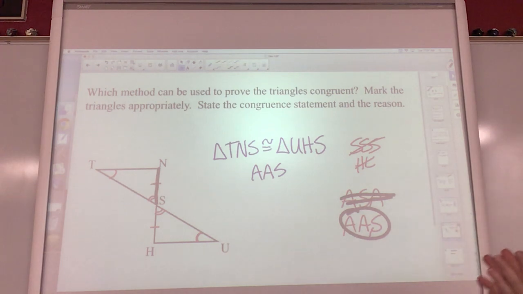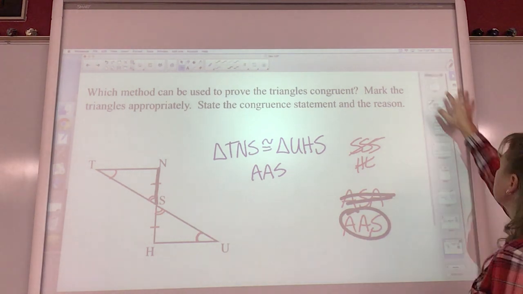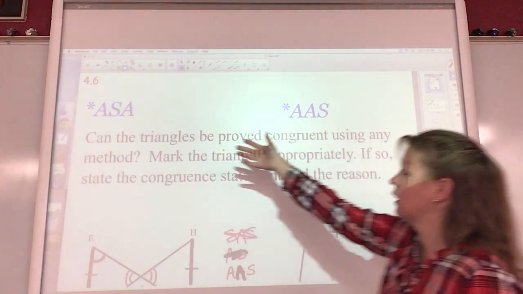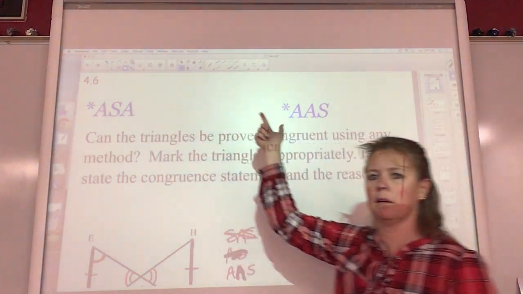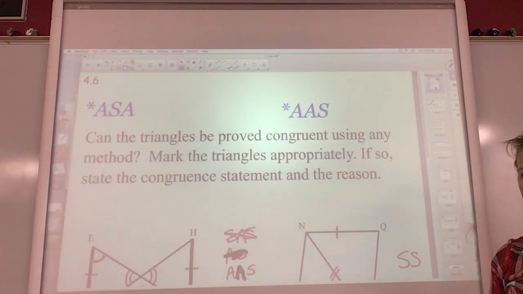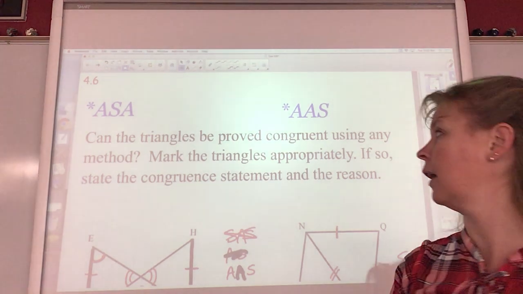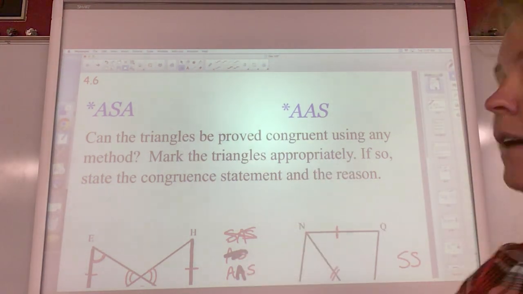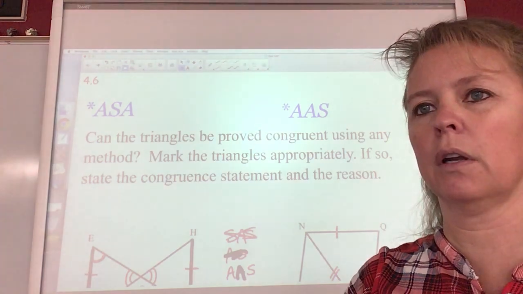This is section 4.6, so know that most of your answers, as you already noticed, are coming up with angle, side, angle, and angle, angle, side, but that doesn't mean that not all of them are. So good luck, read the directions carefully. Are they asking for a reason or are they asking for a congruent statement?